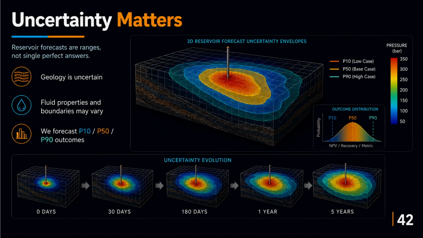For decision-making, this is very powerful. Instead of saying, the plume will be exactly here, we can say, under the current uncertainty, the plume is likely to remain within this region, but a conservative case extends farther. This is a more honest and useful statement. It helps design monitoring plans, safety margins, and robust operations.